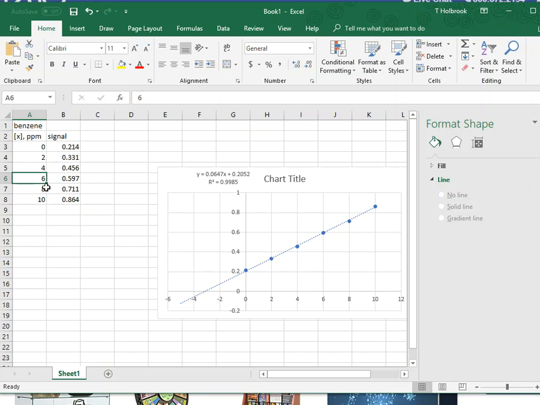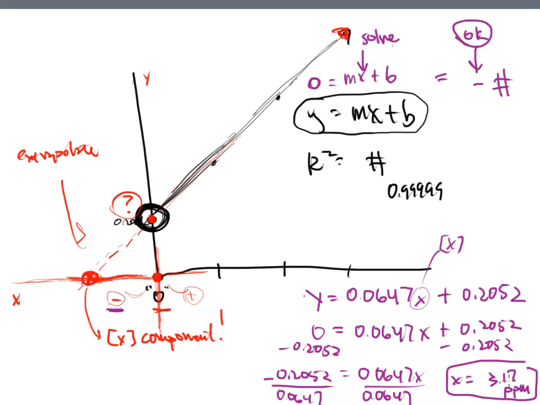So if the question is, how much is in the sample? Well, you just solved for it. 3.17 parts per million. That is what gave me this signal that I got from the blank, which is really the sample that was provided to the lab. All right, so that is how we graphically solve for standard addition.